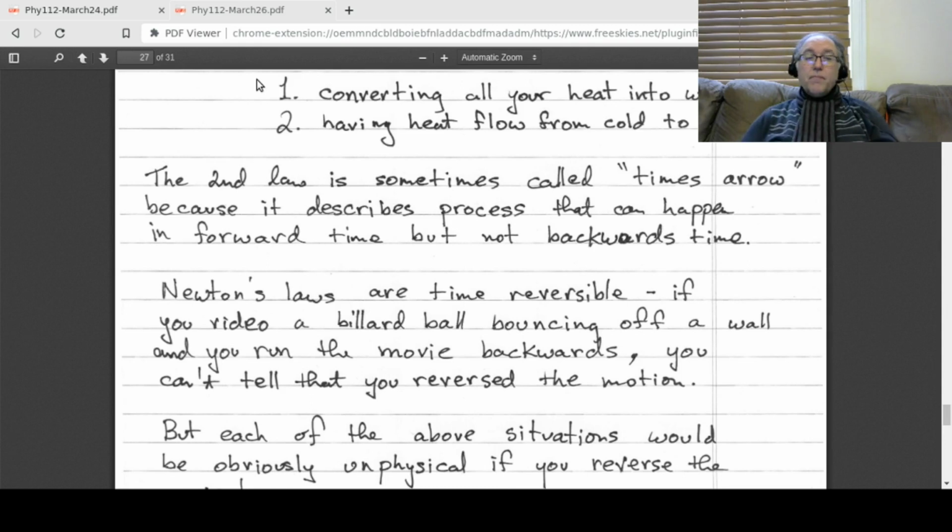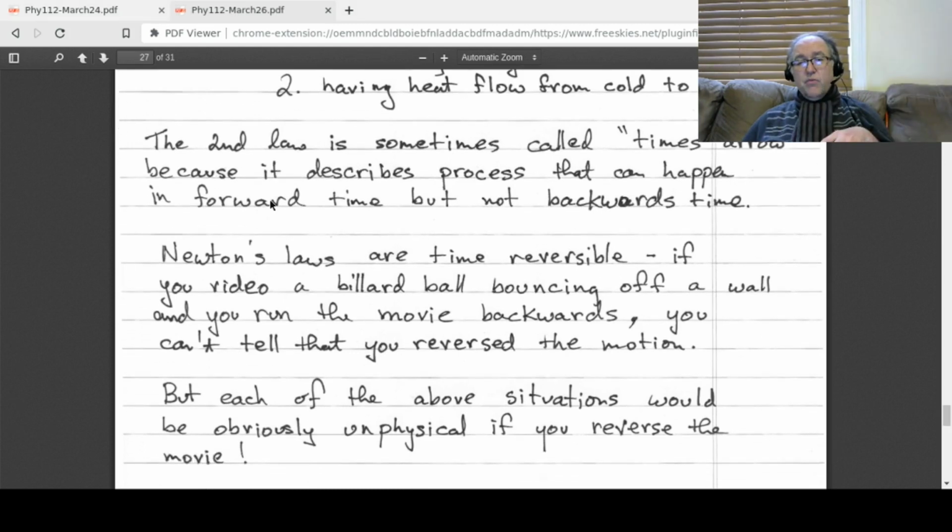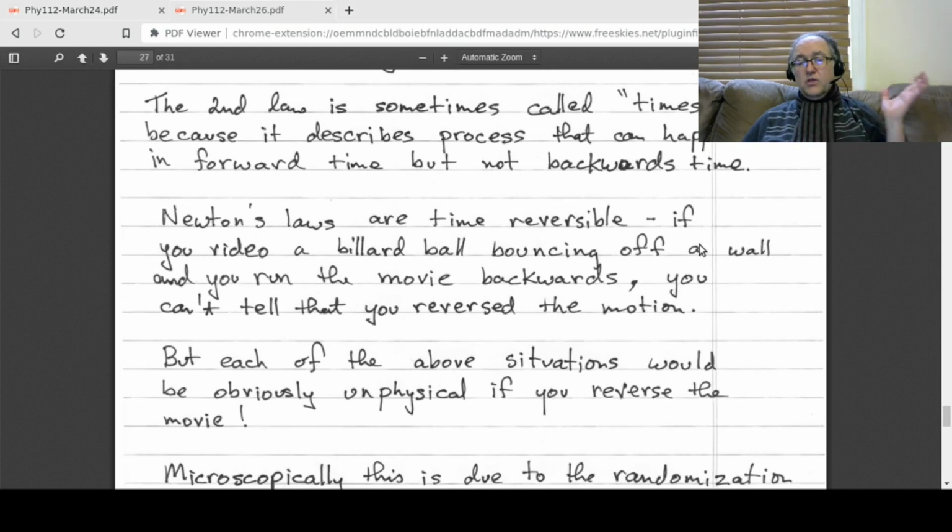Newton's second law doesn't care about time reversal. So just to show you that the second law is kind of special, the second law says, no, I can tell forwards time from backwards time. Newton's laws cannot tell forwards time from backwards time. So Newton's laws are actually reversible in time, and they're still totally valid. And you go, well, how can I see that?